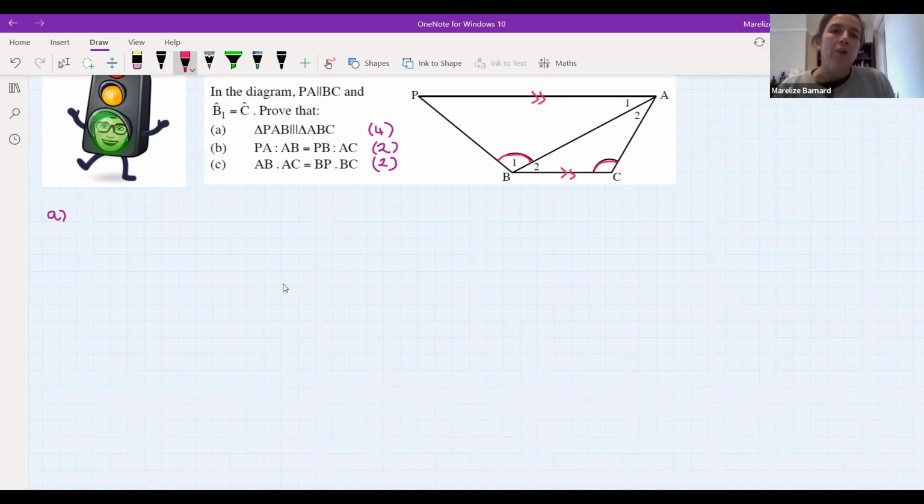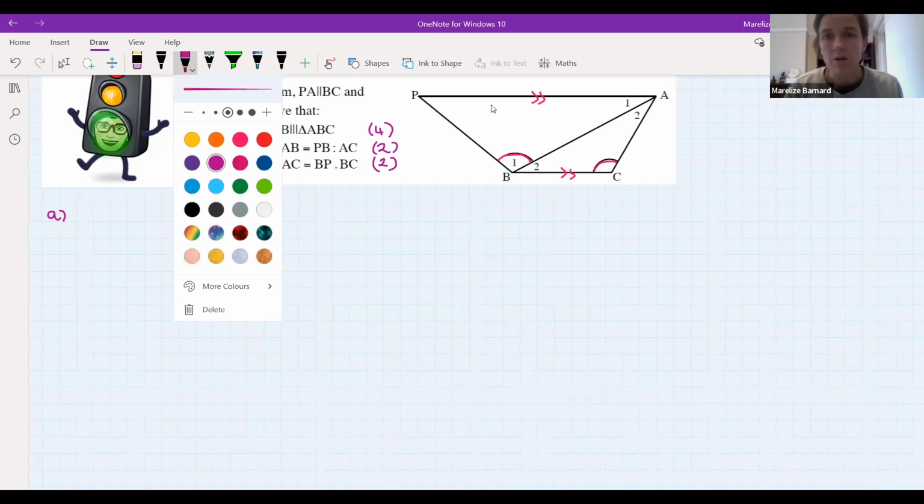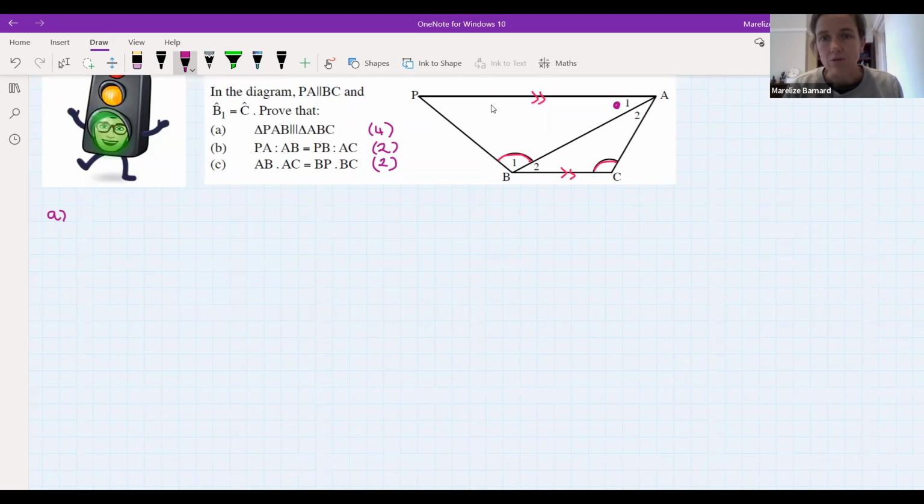Now we need to prove that triangle PAB is similar to triangle ABC. These parallel lines are super helpful because they give us some equal angles. So we can say that angle A1 is equal to angle B2, because of alternate angles. And that's basically it. Remember, we only need 2 angles. The third one follows because the sum of the angles is 180 degrees. So we can do our proof.